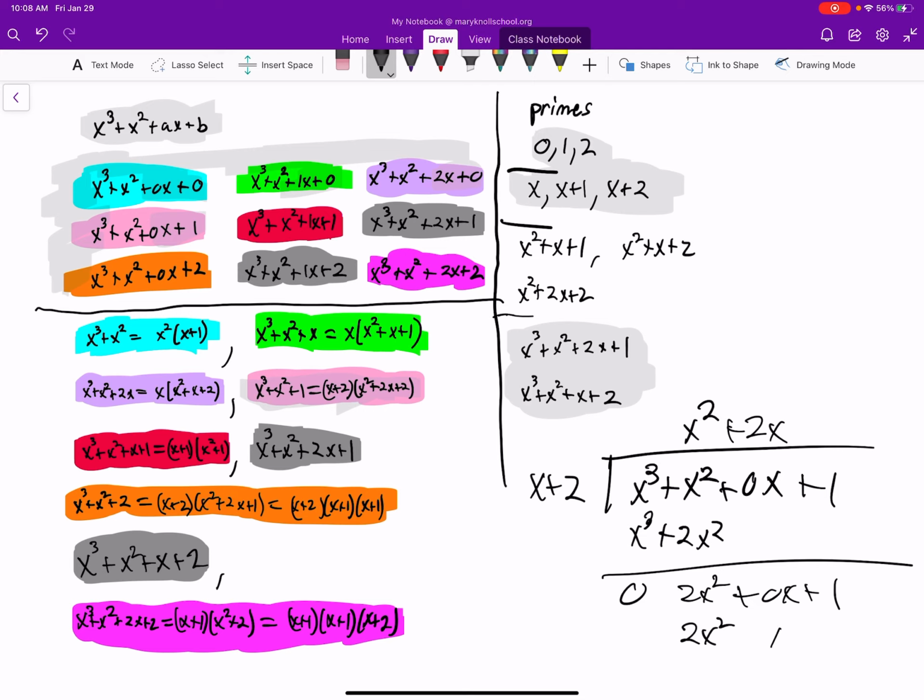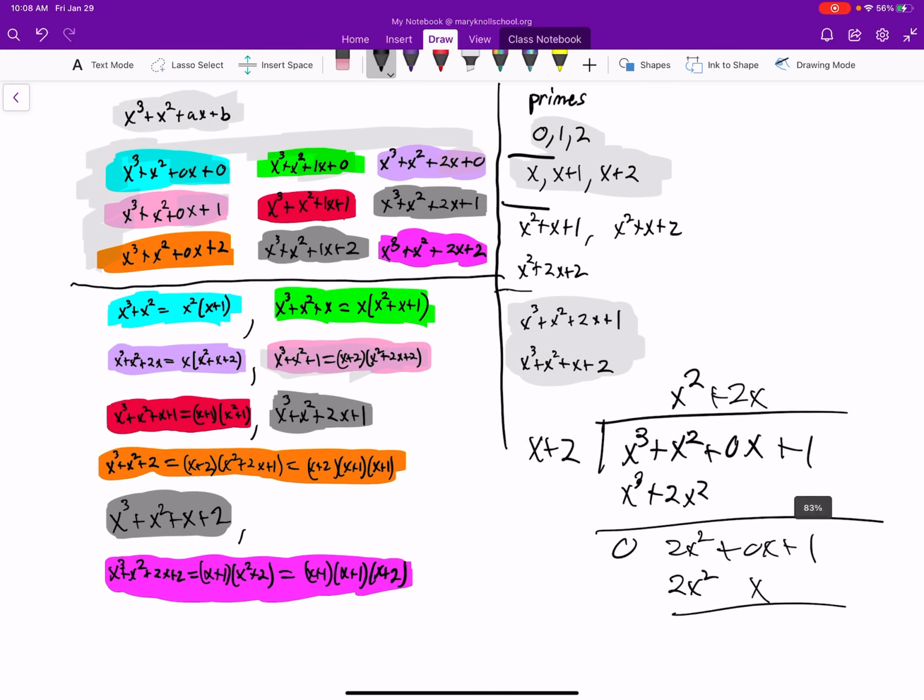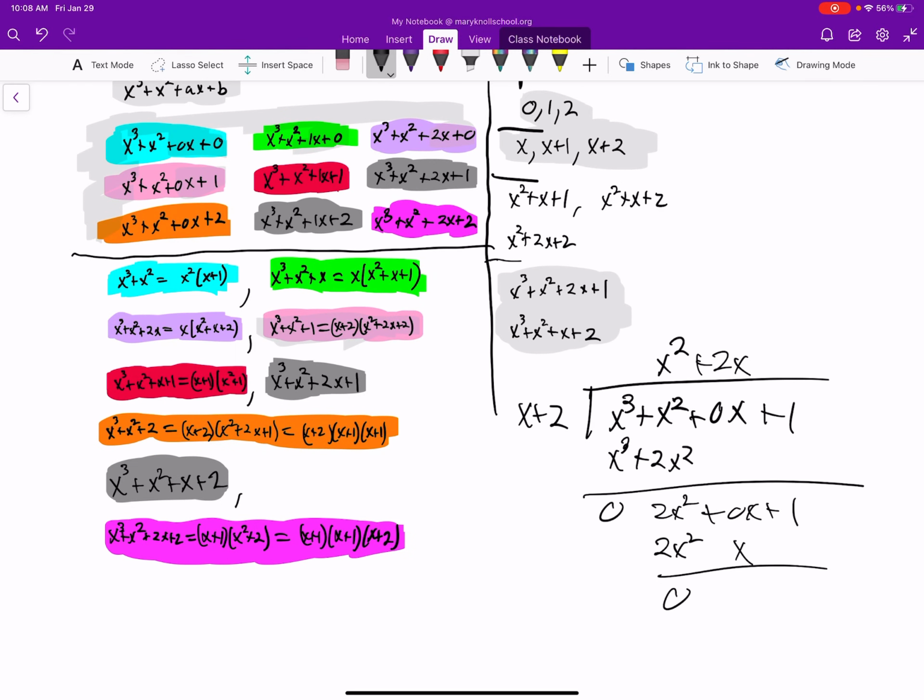So I'm just going to put an x here. And then 0, and then 0 minus x is positive 2x, right? 2x plus 1. And then here, we're going to have to put a 2. It's going to be 2x plus 2 times 2 is 1 in Z3. And then we get a 0.